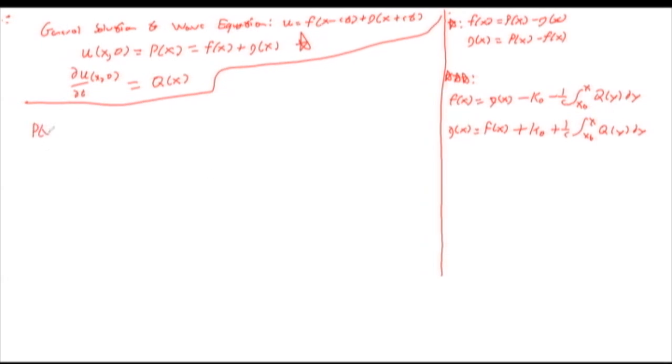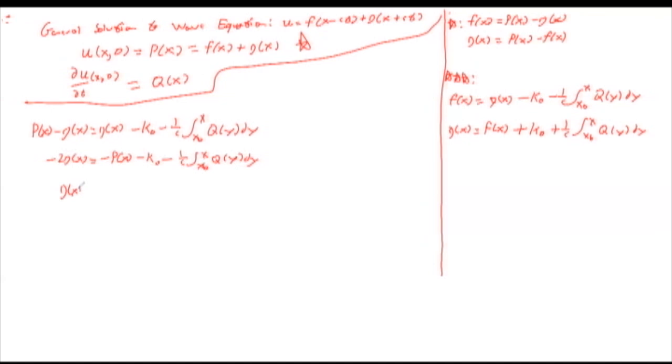We obtain p of x minus g of x is equal to g of x minus k naught minus 1 over c times the integral from x naught to x of q of y dy. Okay, so then we obtain negative 2 times g of x is equal to negative p of x minus k naught minus 1 over c times this integral. And finally, we divide everything by negative 2, and we obtain this expression for g of x.